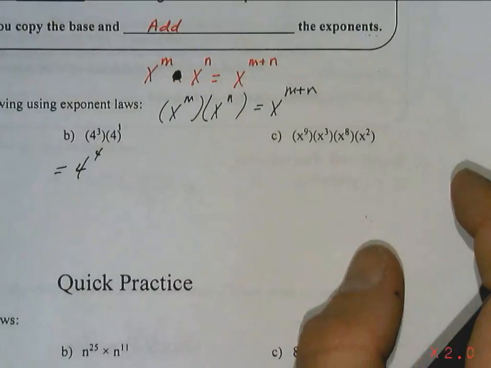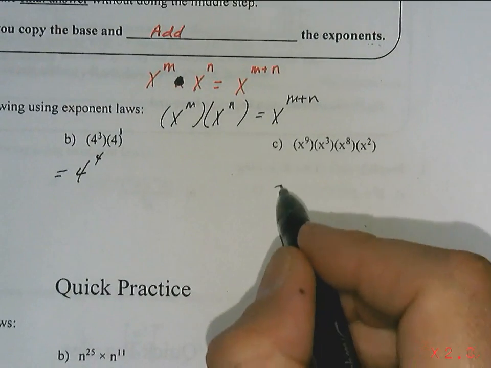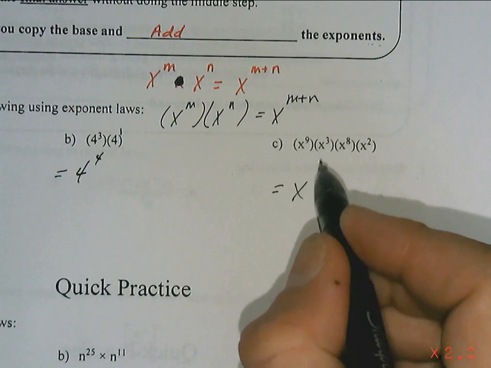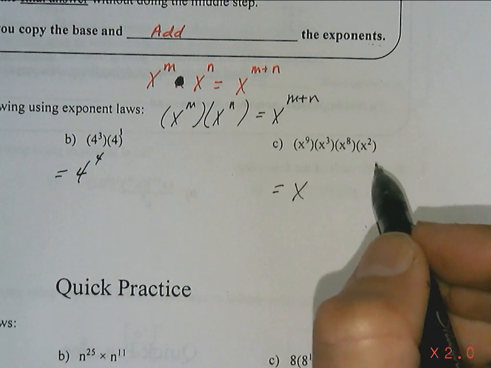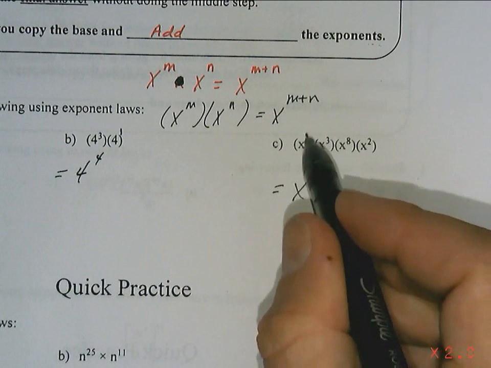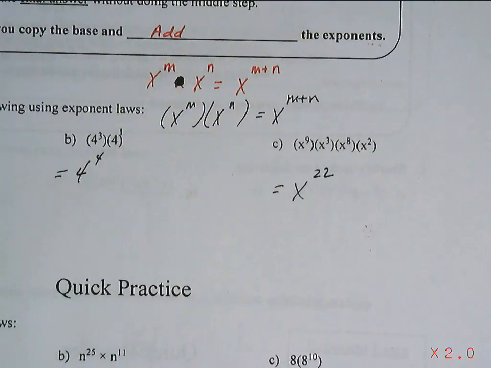And we can make it more interesting. We can put more than 2 things together. So they're all bases of x's. So I've got 9 here, plus 3 more, 8 and 2. Well, 8 and 2 is 10. 9 and 3 is 12. So I think it'll be 22. Do you guys agree? Yeah.